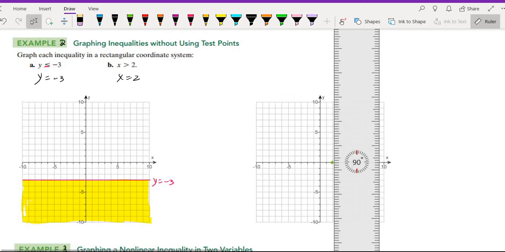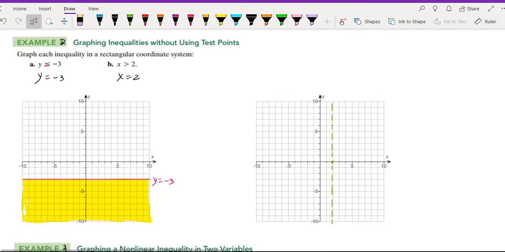Since we only have x greater than 2, there's no equal sign involved in here, so we have to draw a dashed line. Now we have to think x is greater than 2. So that means everything on the right hand side must be our solution, because it's everything on the right hand side that is greater than 2.